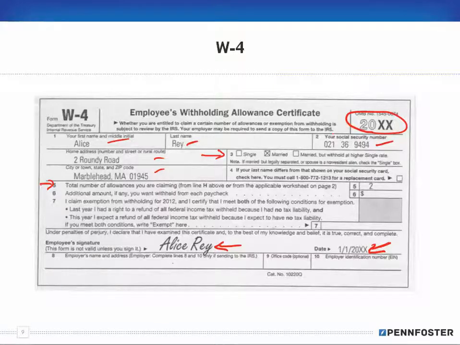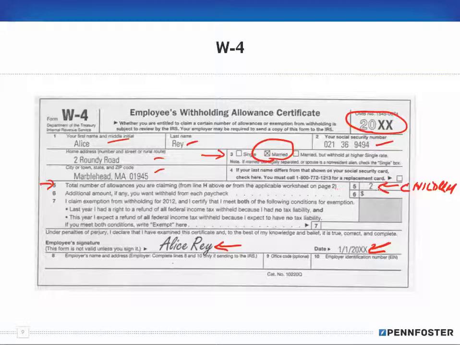It says total number of allowances you are claiming from line H above, or from the applicable worksheet on page 2. I'm not going to go over that, but let's say I have 2 children. Here I'm married, which means I'm taking into consideration both spouses. The additional withholdings here mean that there are 2 additional children that you're supporting, so you're able to take allowances for that.